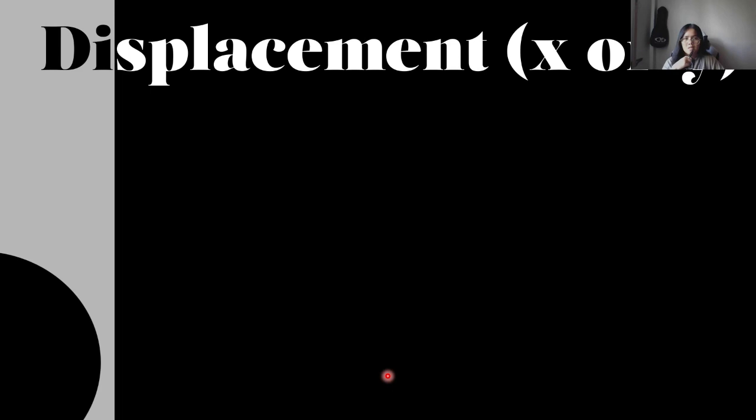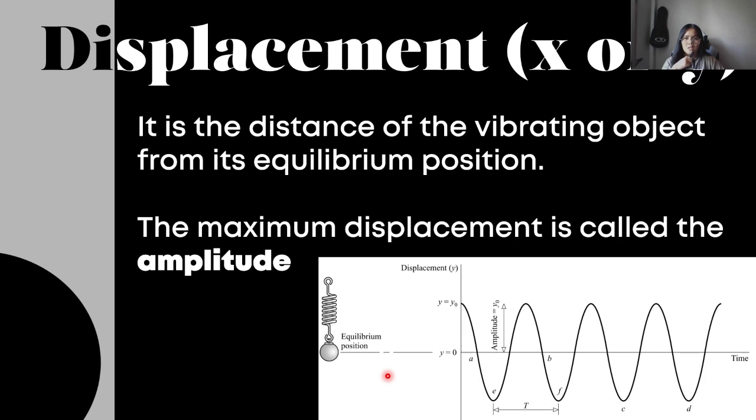And then displacement, pwede siyang maging x or variable y. It is the distance of the vibrating object from its equilibrium position. And the maximum displacement is called the amplitude. So dito sa example, ito, from this line, tumaas siya ng ganon. Yun yung tinatawag nating amplitude, the maximum displacement. So, kapag any na dito, yun yung tinatawag lang na displacement.